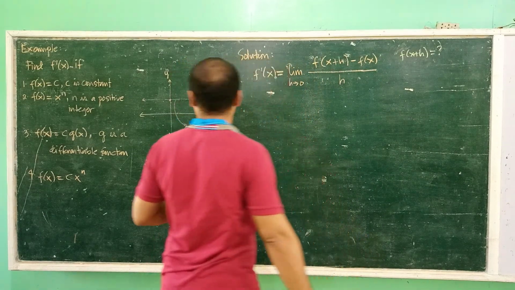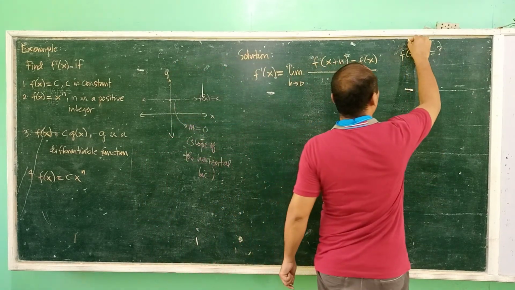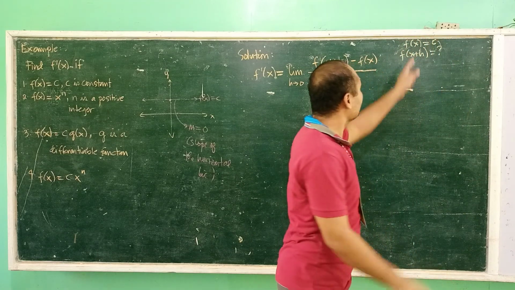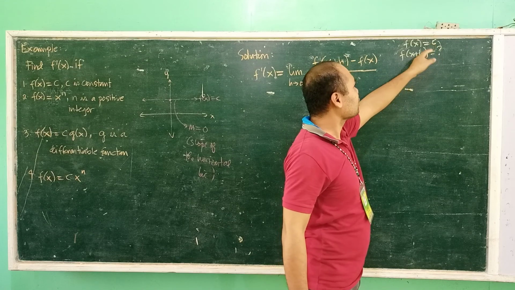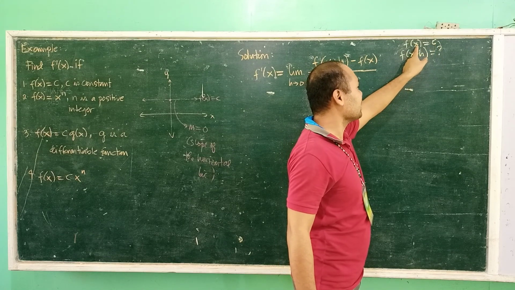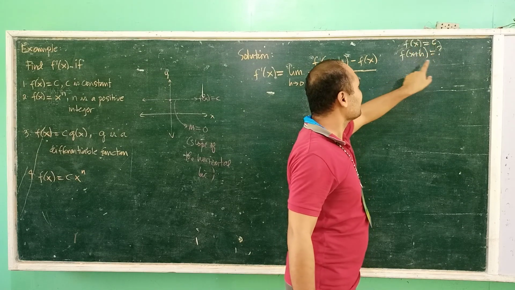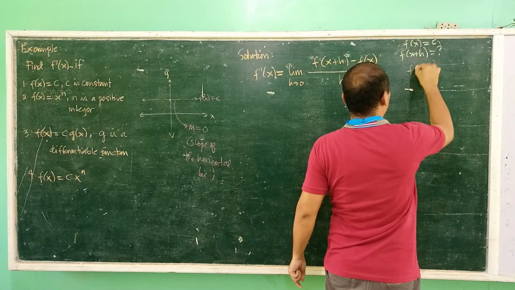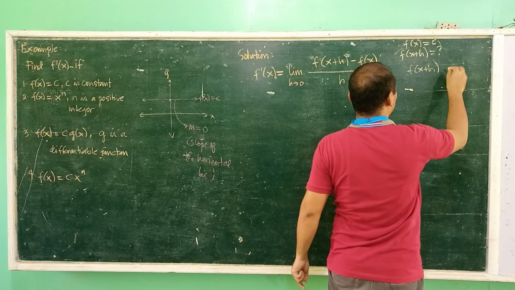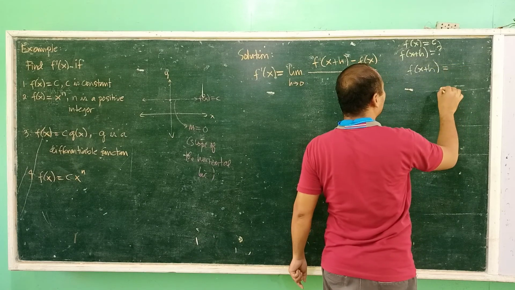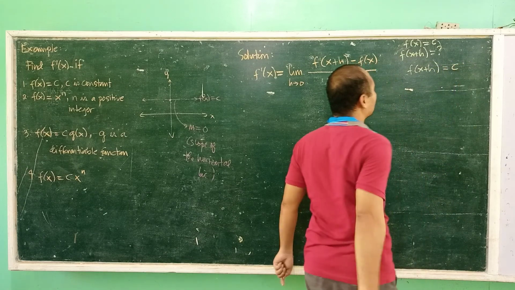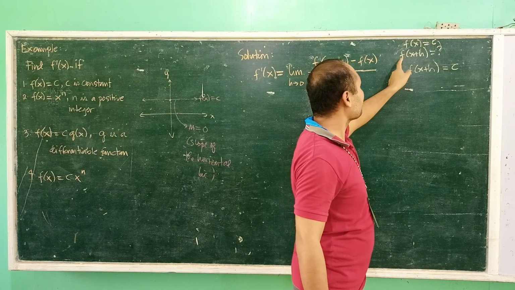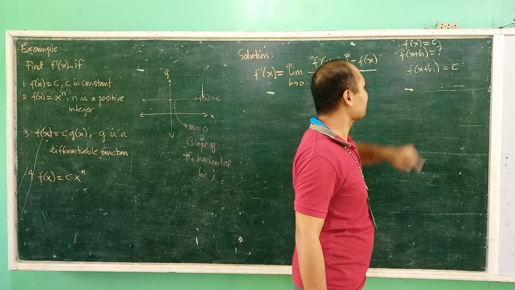We define our f of x as f of x is equal to c, where c is a constant. So for any value of x here, it's always equal to c. So what do you think is f of x plus h? It's equal to c. Very good. Because it's always c, whatever the value of x. So therefore, f of x plus h is just c.